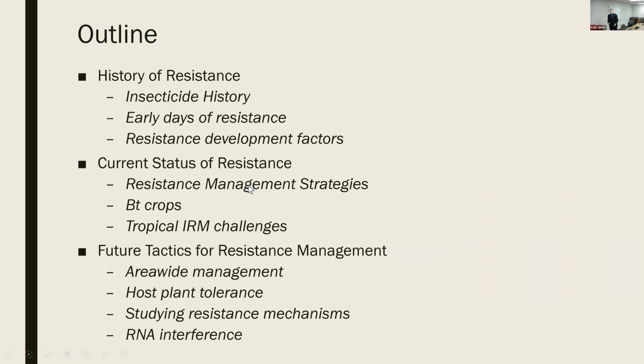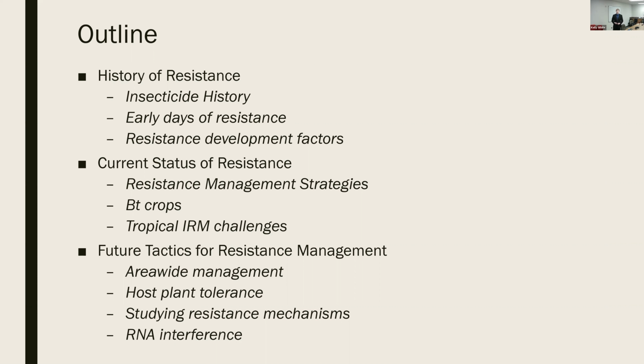Here we go. So just a brief outline of some of the information I'm intending to cover this morning. I intend to start off with a brief history of the development of insecticide resistance, starting with the history of insecticide use, moving into some of the early days of resistance development, and then some of the factors that have contributed to that resistance development.